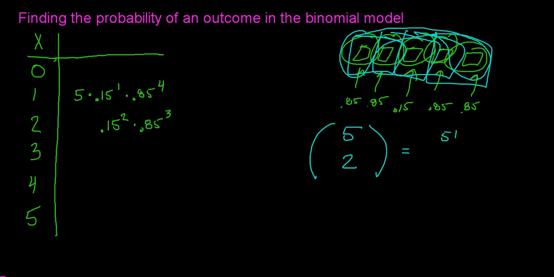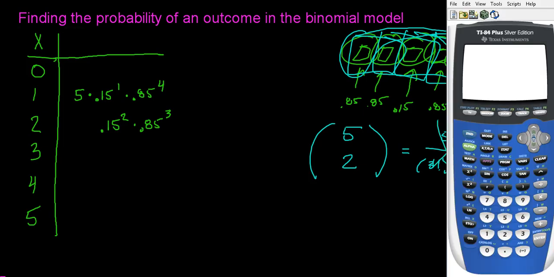Technically the formula is 5 factorial over 5 minus 2, which is 3 factorial, times 2 factorial. And you might be like, what? Okay, you don't have to worry about that formula because there is a shortcut on your calculator. All you got to do is type the 5 in first. Then you're going to go to Math, slide over to Probability, PRB, and go down to nCr, option 3.